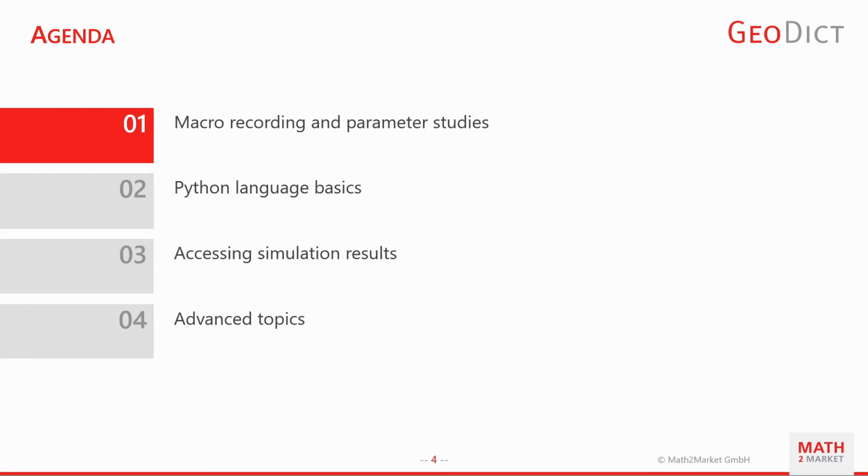In the second part, Python language basics such as text output, variables, and string operations will be explained. Furthermore, we will add a second variable and another parameter study. It follows the second break, and we will go on with part 3, where we will record a simulation and access the results from a macro. Also, we will save images from the simulation results. Finally, we will give an outlook on some advanced topics. So let's get started.